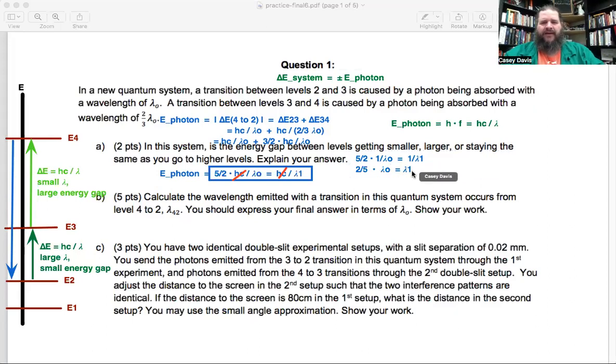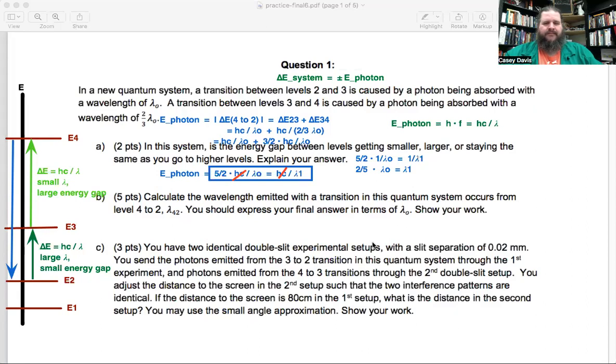So that tells us the wavelength of the emitted photon as we drop from E4 all the way down to E2, in terms of the original wavelength. The emitted photon has a wavelength that's 2/5 of the original wavelength that takes us from 2 to 3. And again, this corresponds to the idea that a larger energy gap corresponds to a smaller wavelength, because those should be inversely proportional. Any other questions on that?